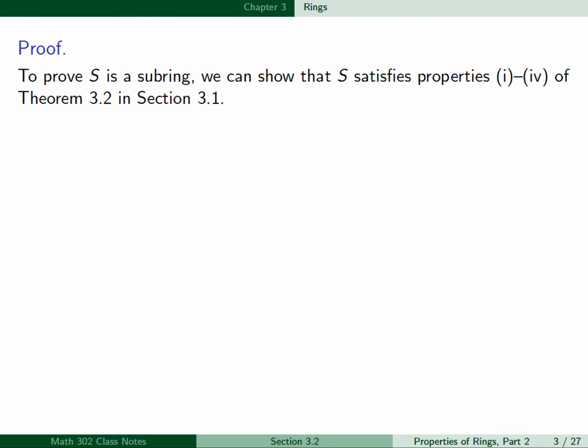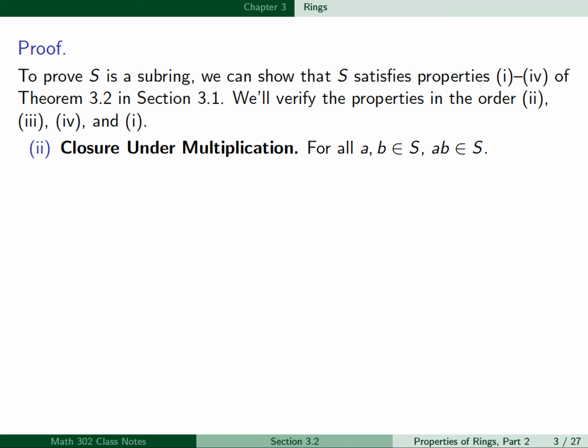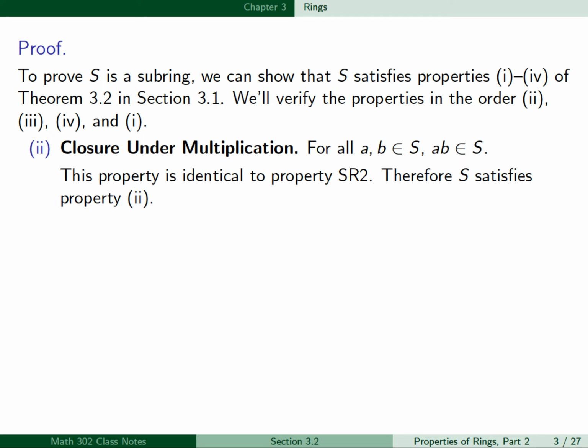For the proof, to prove S is a subring, we can show that S satisfies properties 1 through 4 of Theorem 3.2. We'll verify the properties in the order 2, 3, 4, and 1. So we'll do 1 last. So starting with property 2, we need to verify closure under multiplication, which will state for all A, B in S, A times B is in S. Well, this property is identical to property SR2, so since we're supposing that S satisfies SR2, then S will satisfy property 2 here.